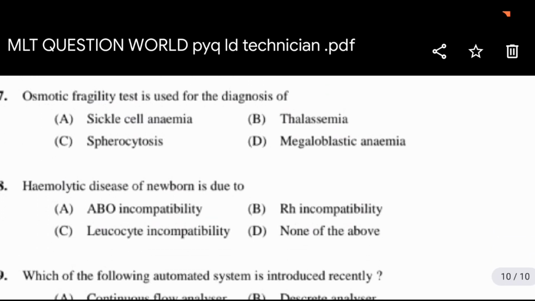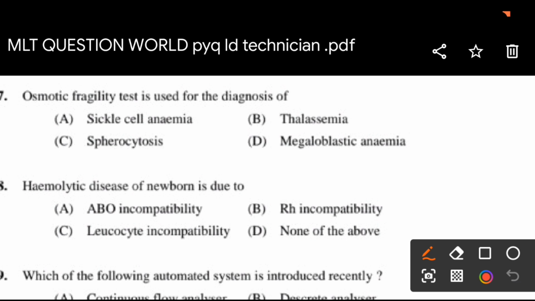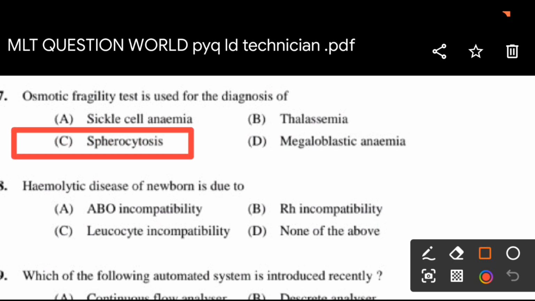Next one, osmotic fragility test is used for the diagnosis of sickle cell anemia, thalassemia, spherocytosis, megaloblastic anemia. The right answer is spherocytosis. Do not get confused with megaloblastic anemia. Osmotic fragility test is done for spherocytosis.